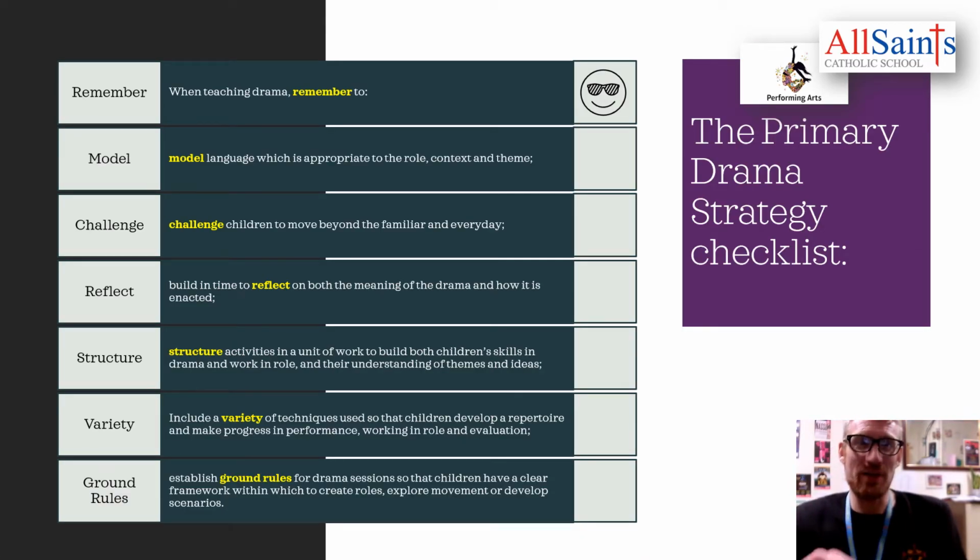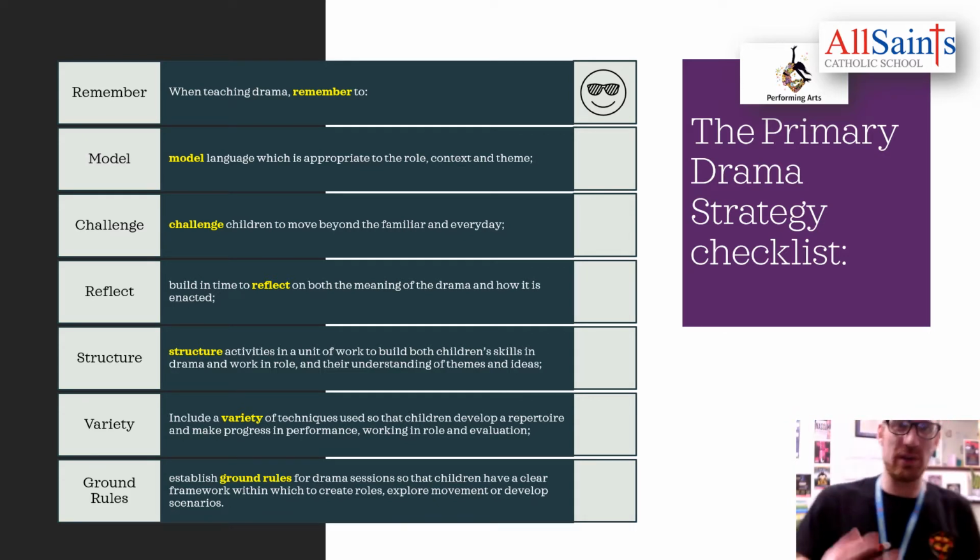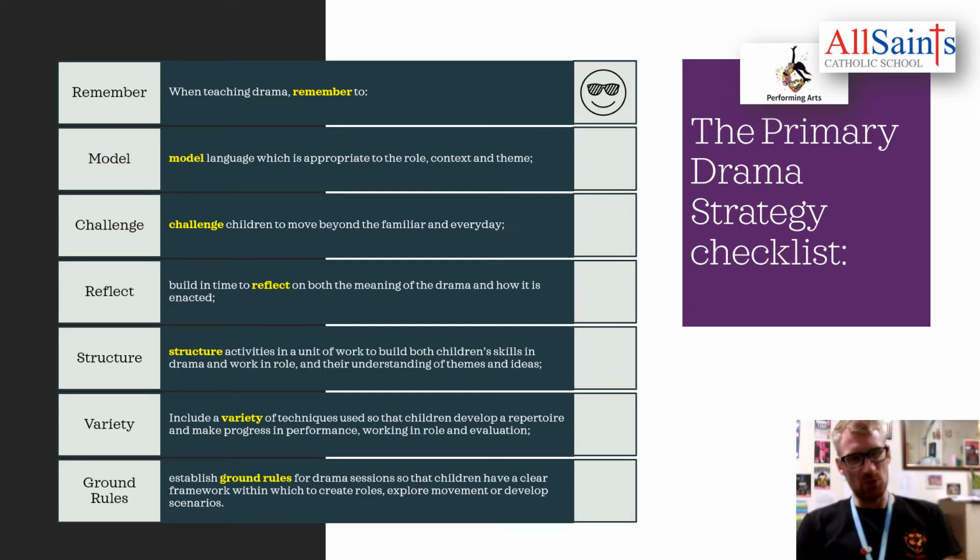So this slide here is a checklist from the National Primary Drama Strategy, which is a document which goes through all the different things that one should include if you're looking to include drama within your primary school lessons. I've drawn out what I think the main parts are here, and at the moment I believe that we can tick off one of these from what we've done so far.